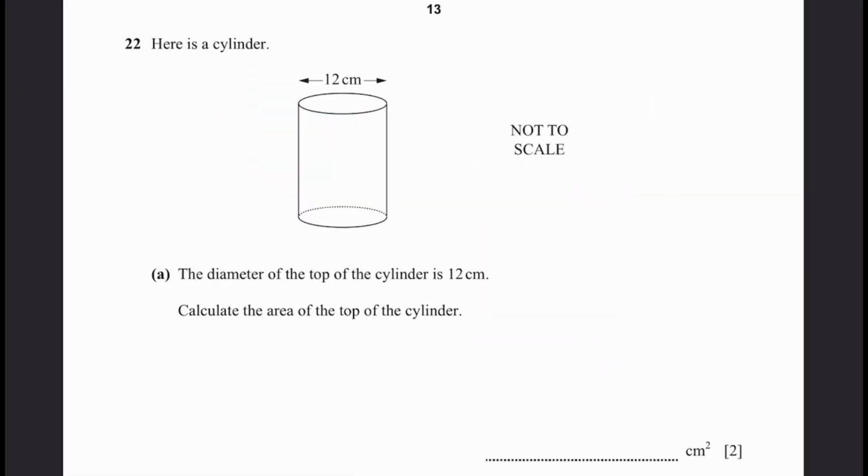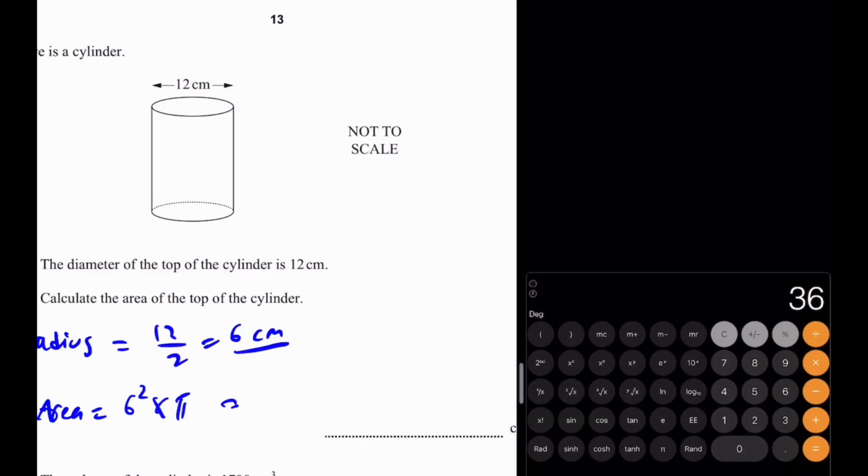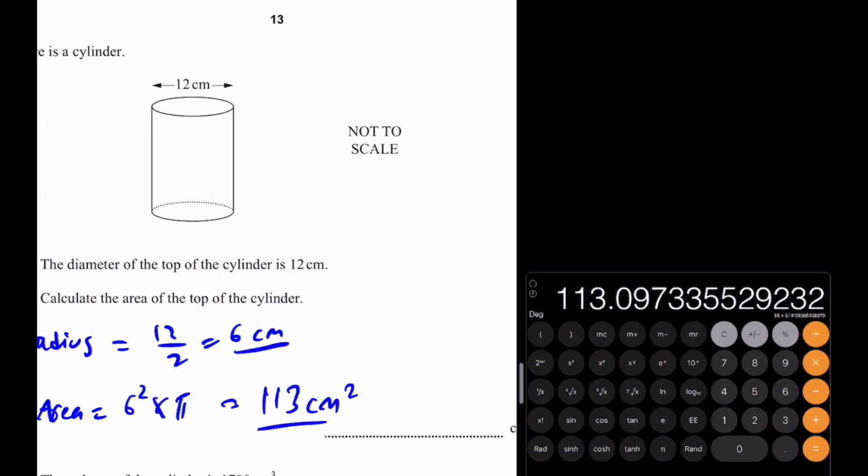Here's a cylinder. A, the diameter of the top of a cylinder is 12 centimeters. Calculate the area of the top of the cylinder. So the radius, which we actually need to find the area, is going to be 12 by 2, 6 centimeters, right? Now, the area will be 6 squared times pi. That's because pi r squared is the formula for the area of a circle. That's the top of the cylinder. And that will be 36 pi, which, using a calculator, is 36 times pi, 113 centimeters squared. 3 significant figures.